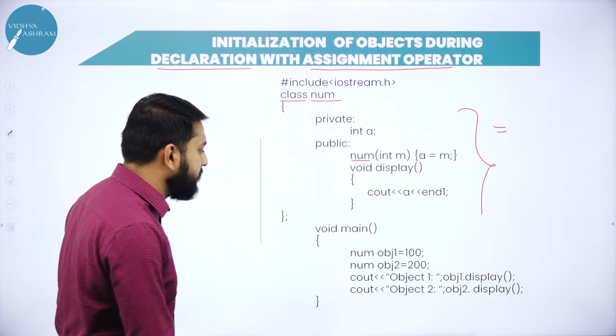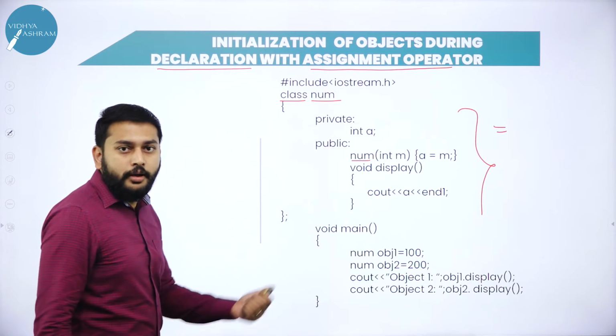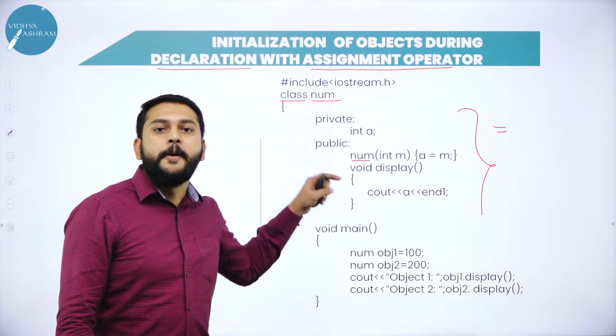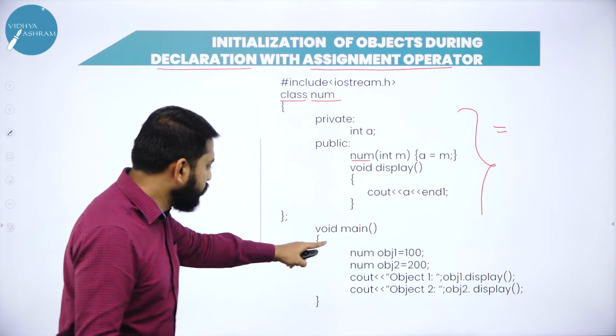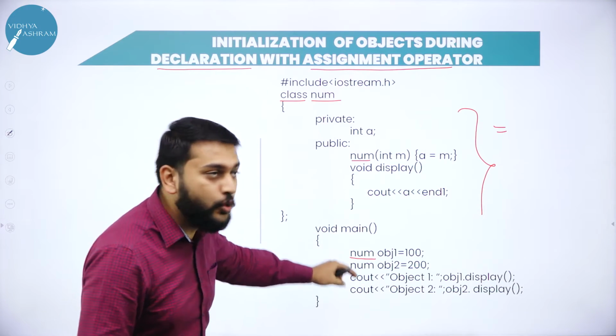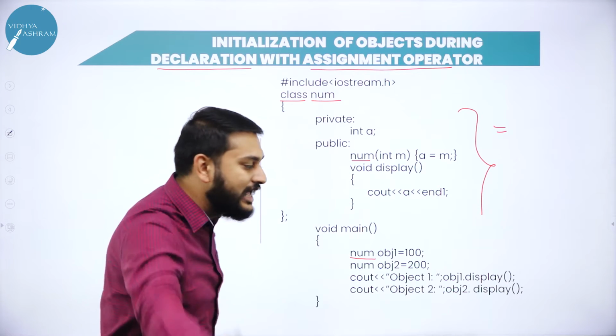My dear students, listen to me carefully. You all know that in the main function, the execution of the program starts from the main function. Look at me here. What is it that I have? I have num. So num is what? Num is the class name. My dear students, num is a class name.